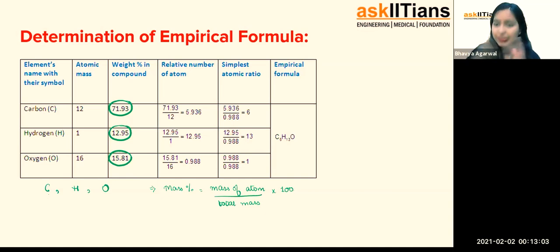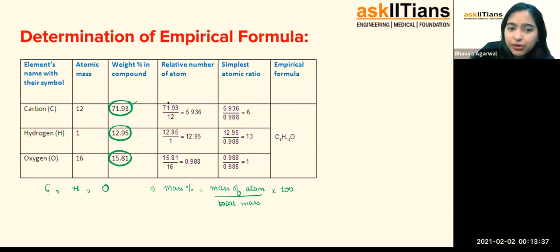So with this percentage, can I say that if I consider the total mass of the compound as 100 grams, 71.93 also refers that the carbon is 71.93 grams in that compound, right? Since it is a percentage, if it is 71.93% out of 100, and I take 100 grams, it will be 71.93 grams, right?